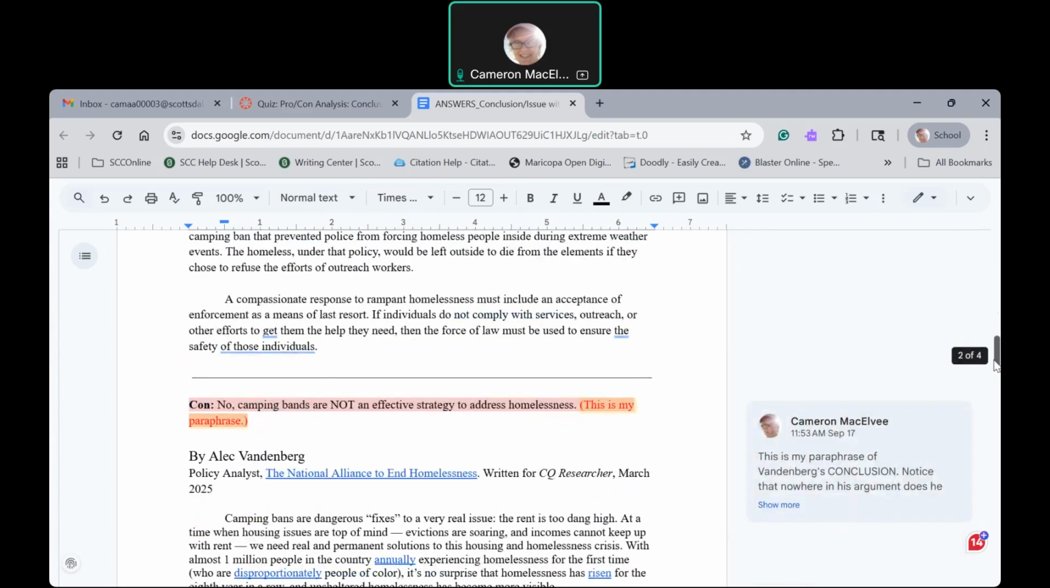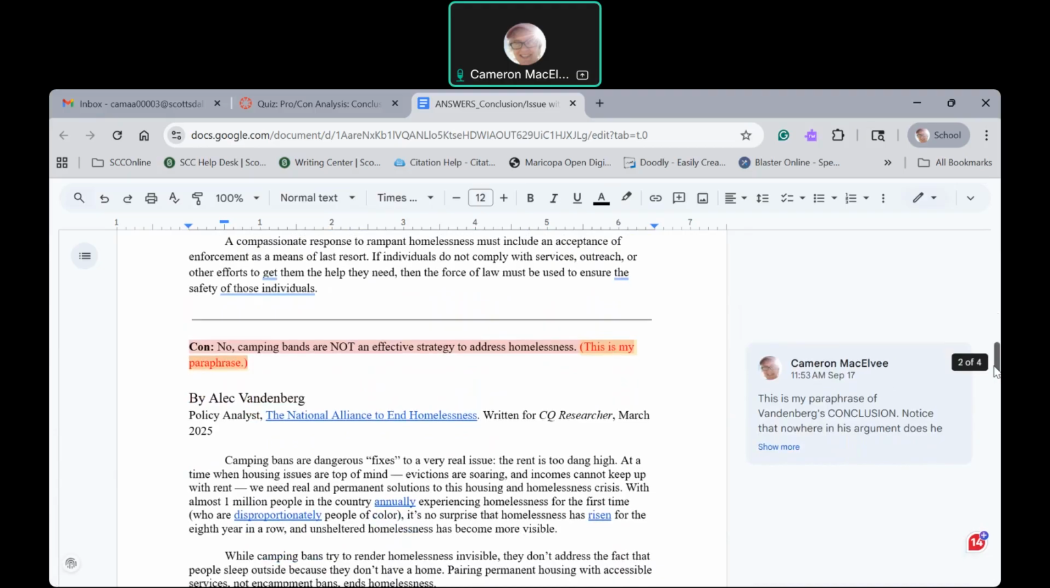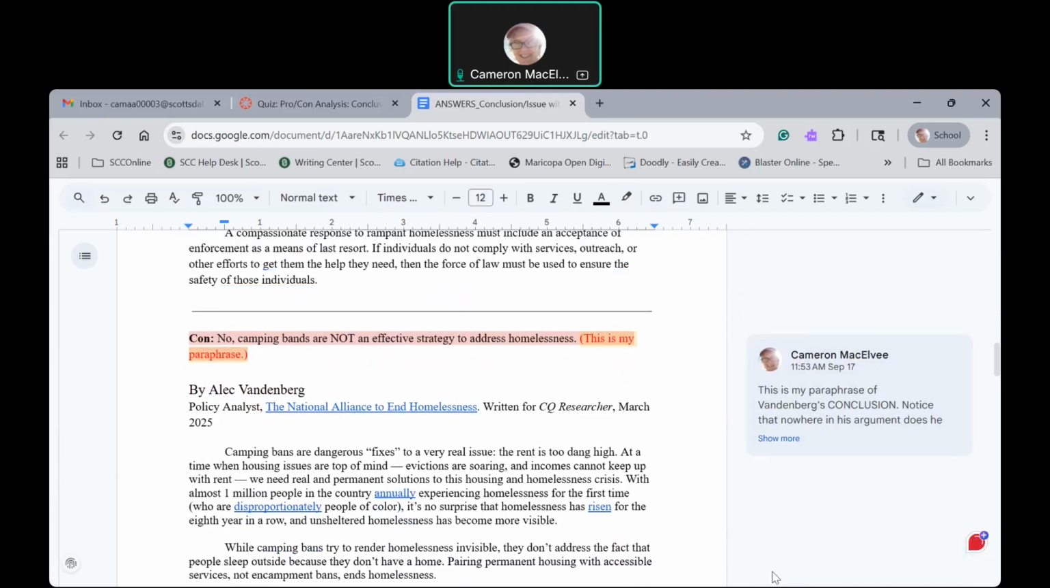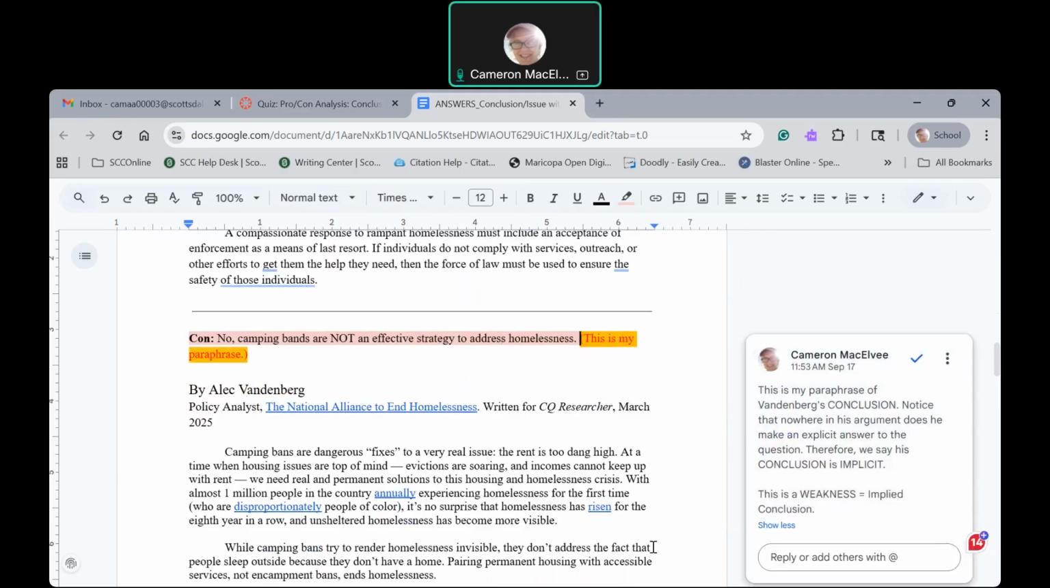And then quickly we'll move on down to Alec. Now, Alec, nowhere in his paragraphs does he actually say, no, they are not effective. So again, at the top of his response, I had given you my paraphrase. He's implying, no, camping bans are not an effective strategy to homelessness. There's nowhere in the paragraphs here that he actually says that. It's all implied, so it's implicit. So this is a huge weakness.